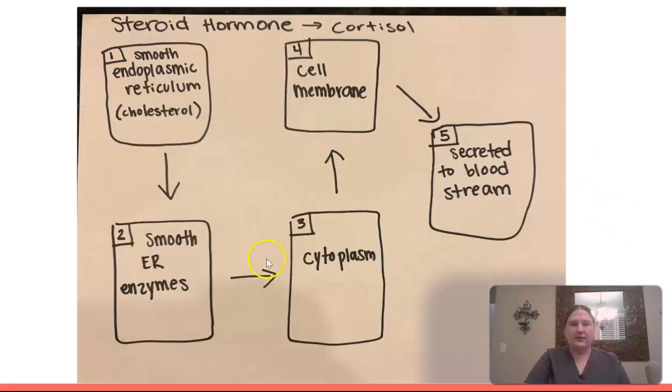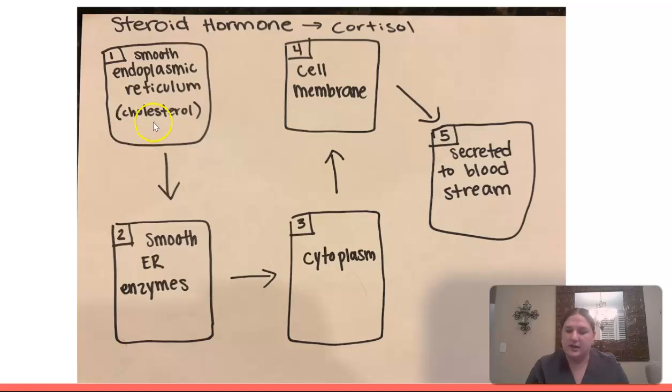So here is the first flowchart. We're going to talk about cortisol. Steroid hormones such as cortisol are lipids, and they're derived from cholesterol and are synthesized in the smooth endoplasmic reticulum. So that's box number 1. Then enzymes in the smooth ER convert cholesterol into cortisol through a series of modification steps. Because cortisol is lipid soluble, its synthesis does not involve ribosomes, transportation vesicles, or processing by the Golgi apparatus.